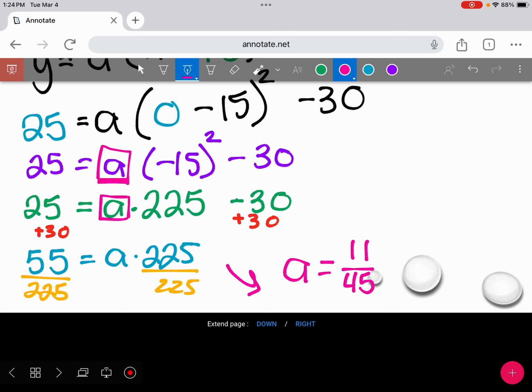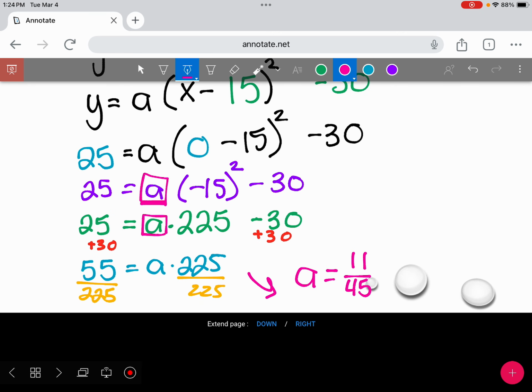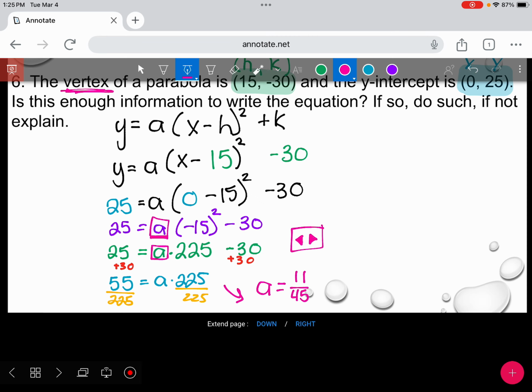If you are in the yellow calculator and you get a decimal and you'd rather have a fraction, if you click the button that has the two triangles, it'll switch your decimal into a fraction, or your fraction into a decimal. So if you hit this button, it'll put it into a fraction or a decimal. Okay, so our a should have been 11 over 45, somewhere around there.